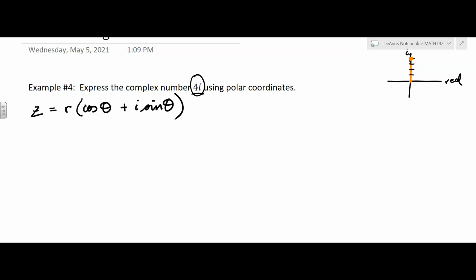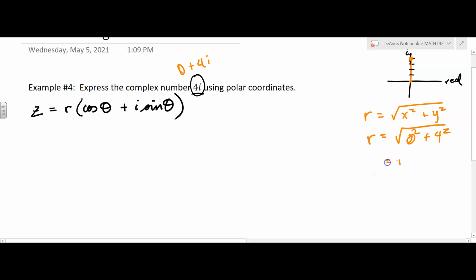But if you didn't want to, you could write it out as well. So you could say r is going to equal the square root of x squared plus y squared. My x is 0 here, so I have 0 plus 4i. So you have to think of it that way. So 0 squared plus 4 squared, which if you did all that work, you'd get r equals 4. But we can see that from the graph. You can't always see them from the graph, but that one we could. So we know what r is.